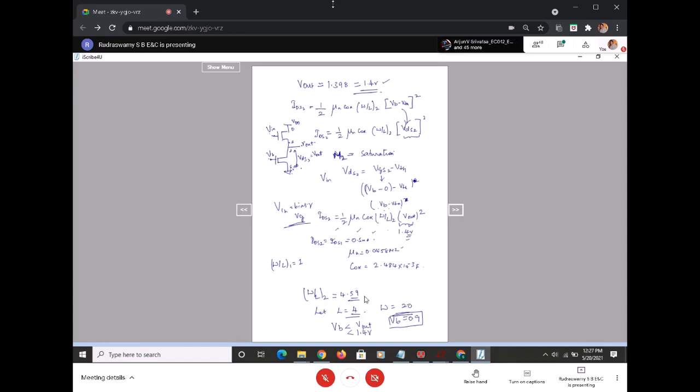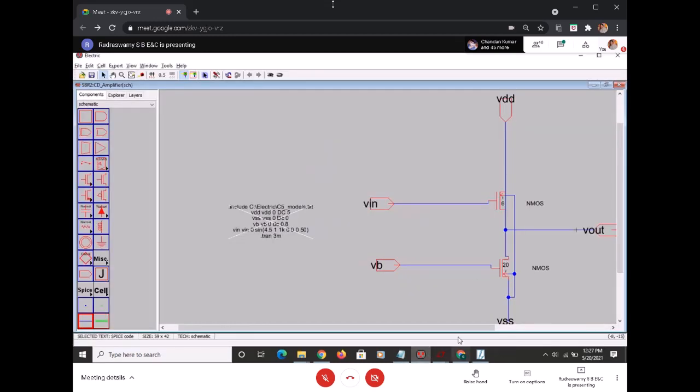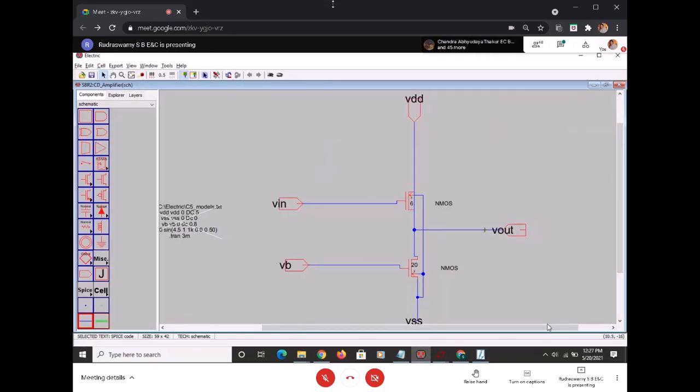Here I'm just assuming L to be 4, and since W by L is 5, the width I could get is 20. So W by L of NMOS is known, and W by L of PMOS is known. I went with the schematic, and then I could define the VDD and VSS and the biasing voltage for the load M2 in order for saturation. Make sure your VB is less than your V out.